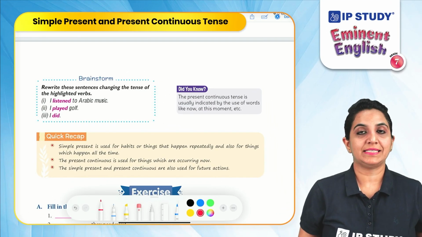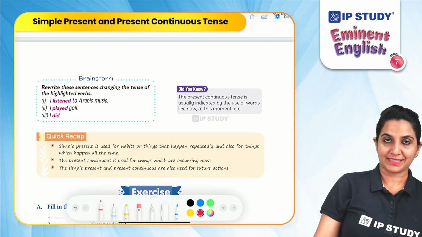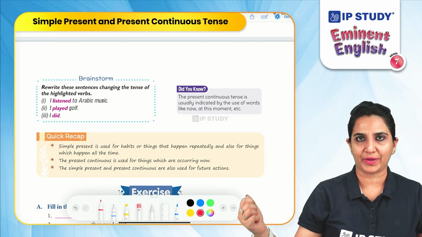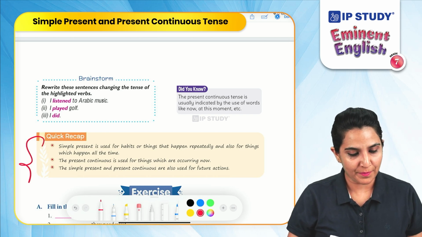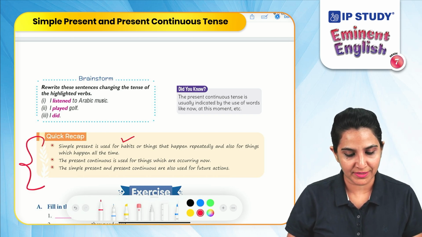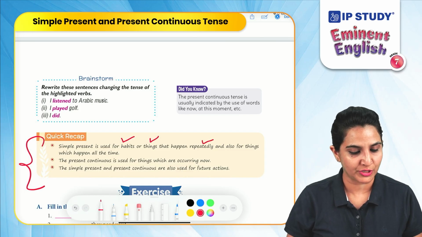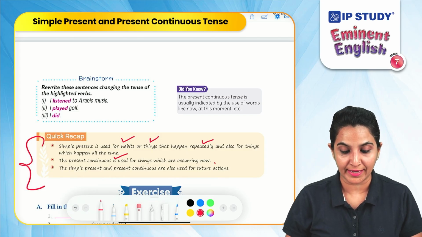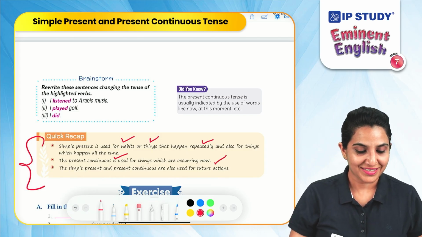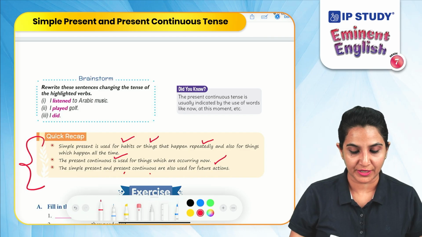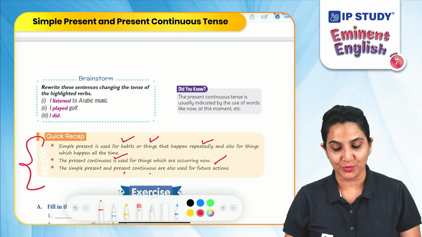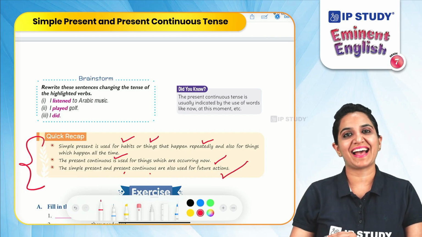So this was all about simple present tense and present continuous tense. Before we leave, let's do a quick recap. Simple present is used for habits or things that happen repeatedly and also for things which happen all the time. Present continuous tense is used for things which are occurring now. Simple present and present continuous are also used for future actions.